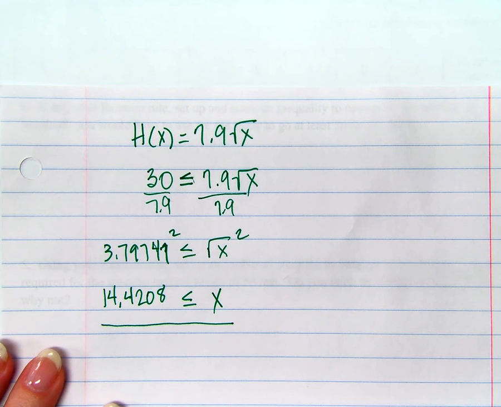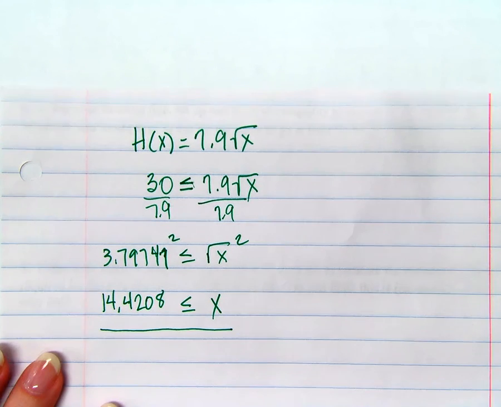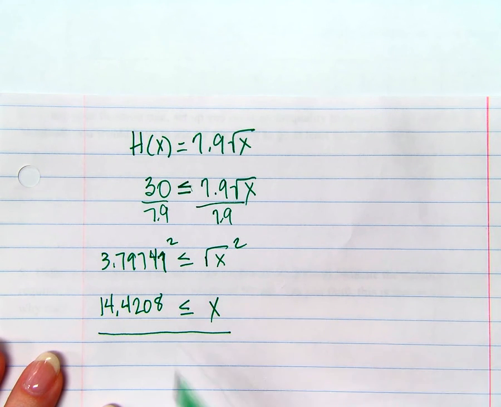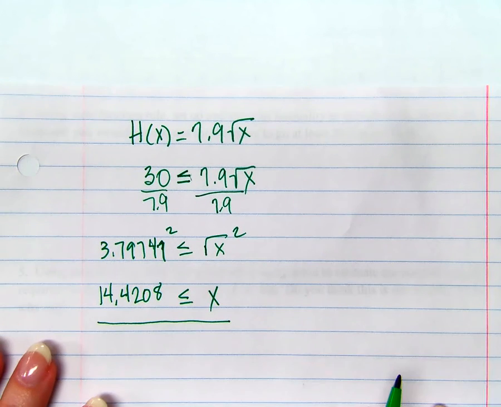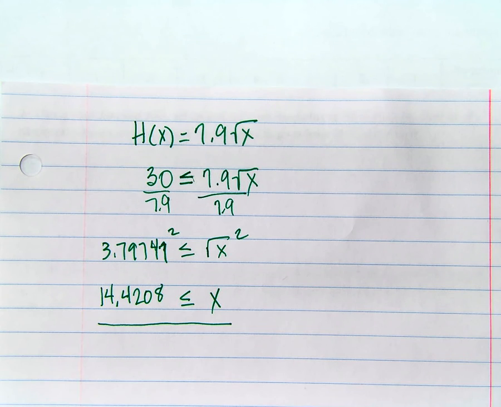Now I got to go back to the problem. And I have to think about this. Can I use 14.4208 Mentos? No, you really can't. With Mentos, you have to be super, super careful. Even if you want to use 14 and a half, it would be kind of hard to do exactly half of a Mentos, wouldn't it? So what do you think we ought to do then? Just use 15 or 14.